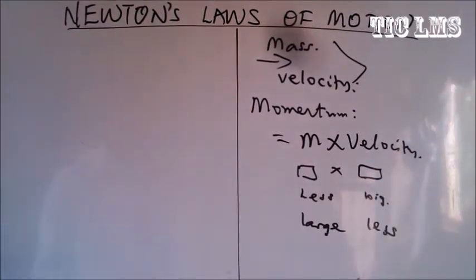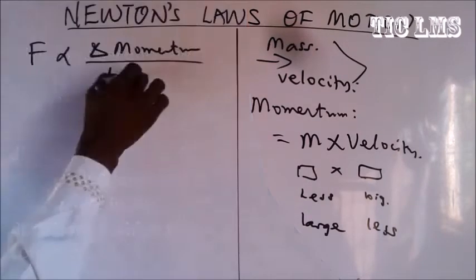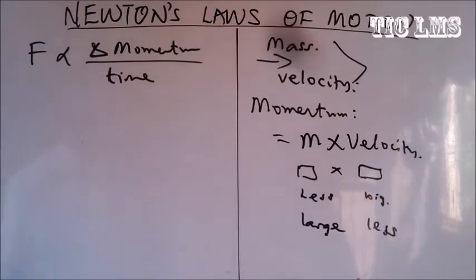Now, using this fact about momentum, it brings us to Newton's second law, in which the rate of change of momentum of a body is directly proportional to the applied force, and it takes place in the direction in which the force acts. So we are saying that the force is directly proportional to the change in momentum per time, that is, the rate of change of momentum. A body changes momentum when acted upon by a force per time.